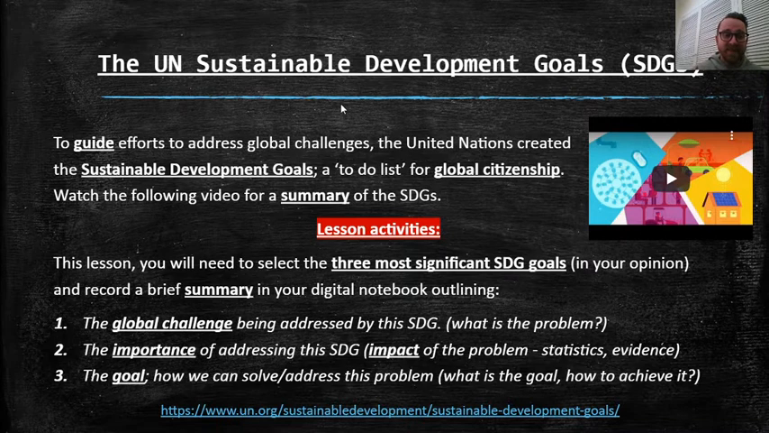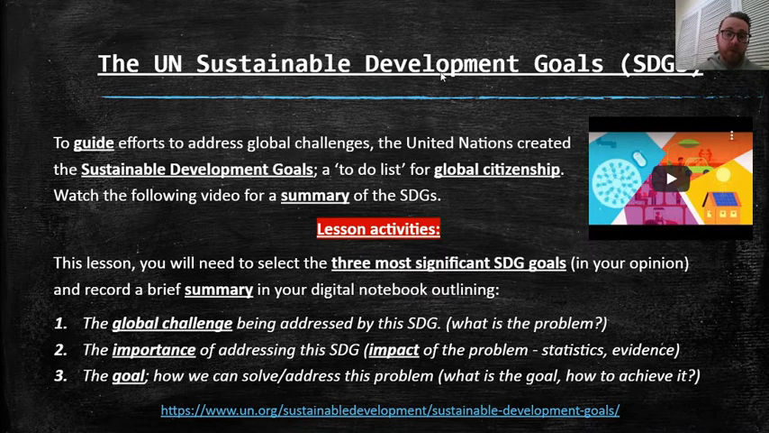Basically, to guide their efforts and to address global challenges, the United Nations created this big list of goals, sustainable development goals for the entire world. Short name, SDG. And it's kind of a to-do list for global citizenship.